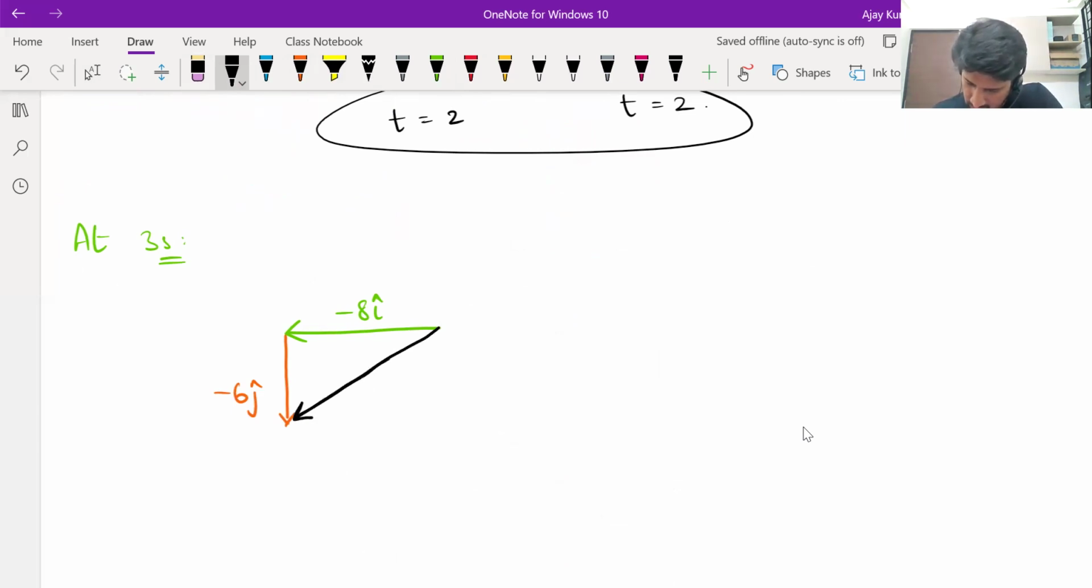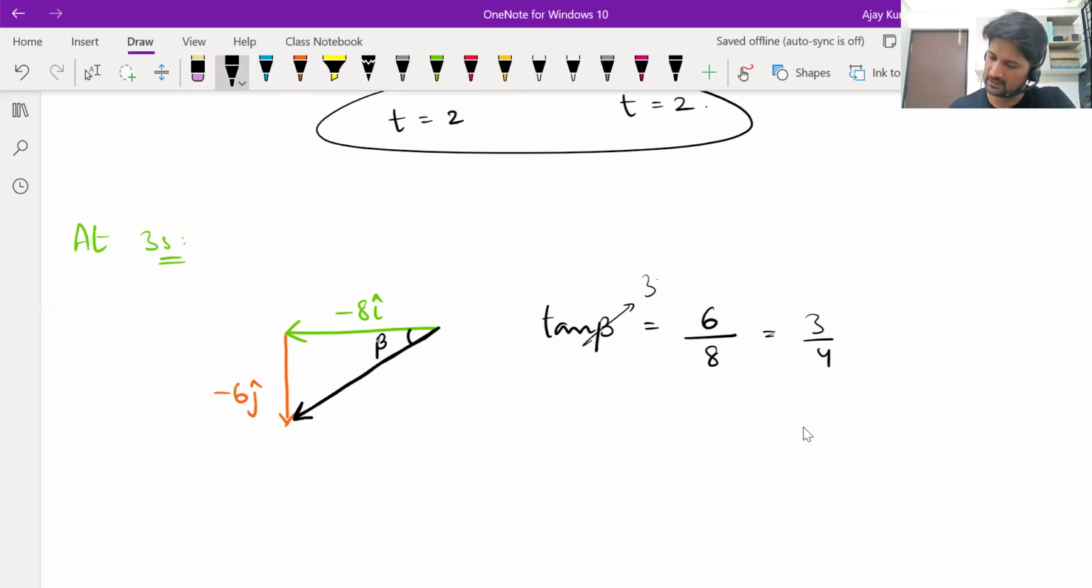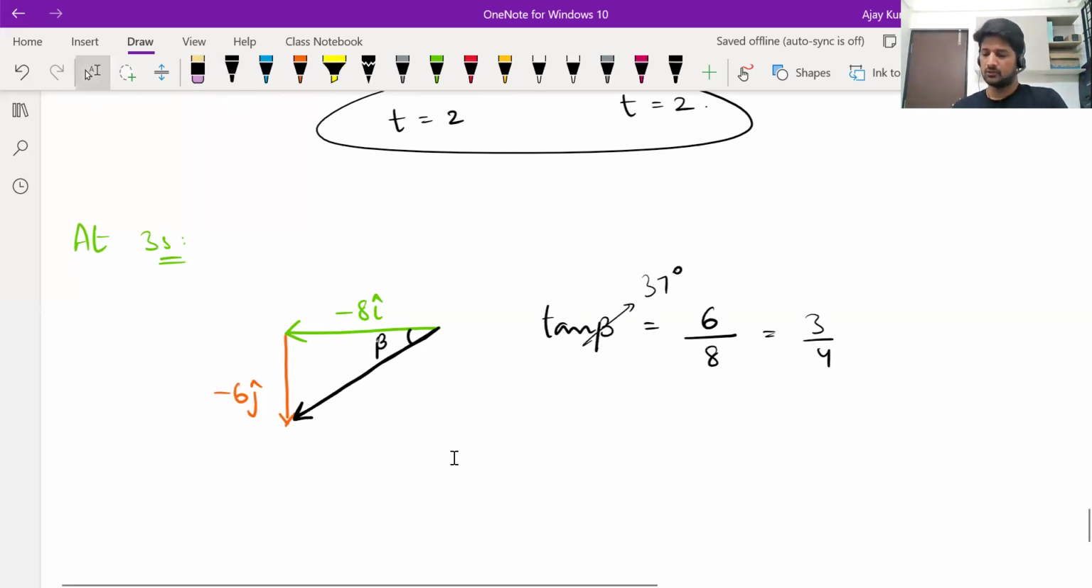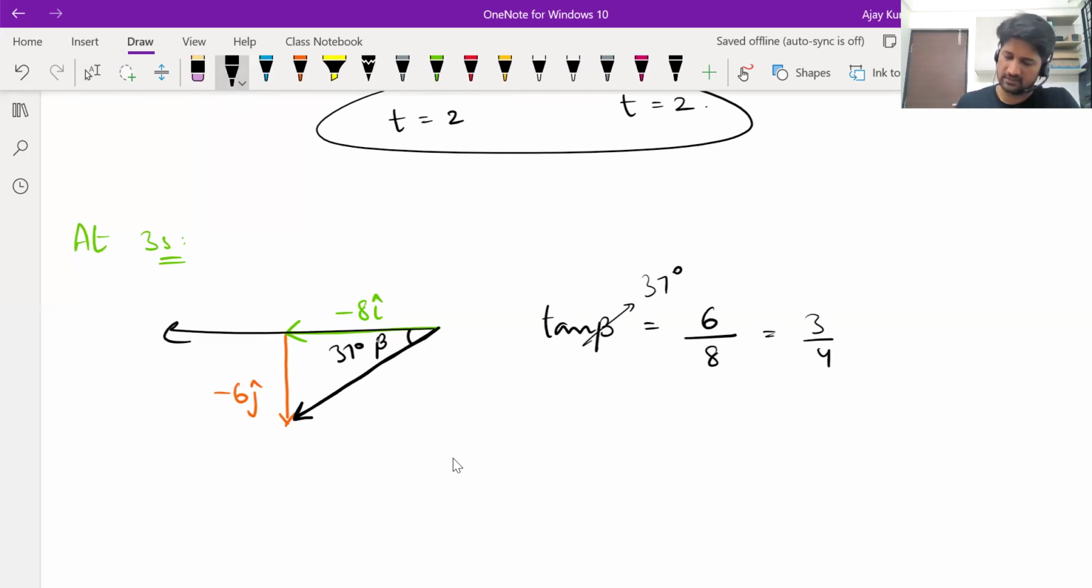Okay. Let's call this angle beta. And from this right angle triangle, we can see tan beta, opposite side is 6 units. You won't consider the minus sign, okay? Because we want the length. And adjacent side is 8. 6 by 8 is 3 by 4. And if tan of an angle is 3 by 4, we know the angle is 37 degrees. So at 3 seconds, the velocity makes 37 degrees with the negative x direction. This is negative x.